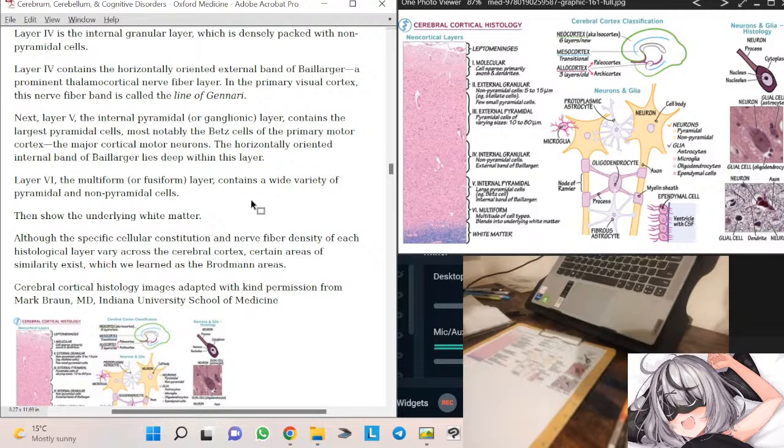Layer 6, the multiform or fusiform layer, contains a wide variety of pyramidal and non-pyramidal cells that blend into the underlying white matter. Although the specific cellular constitution and nerve fiber density of each histological layer vary across the cerebral cortex, certain areas of similarity exist, which we know as the Brodmann areas.